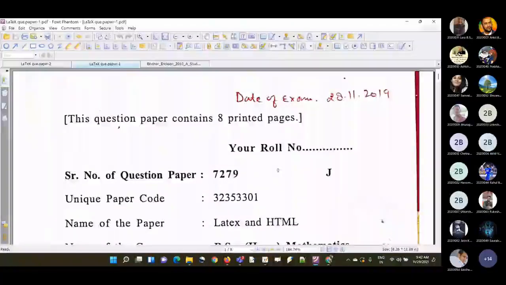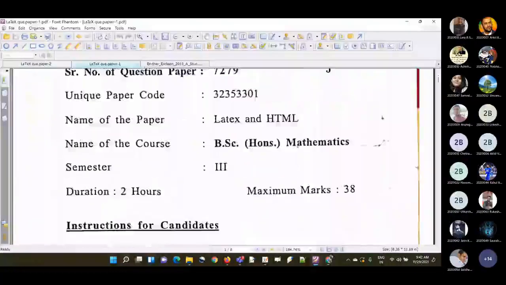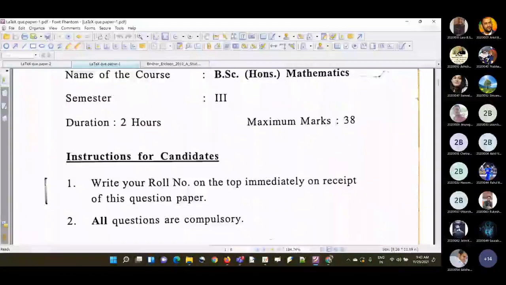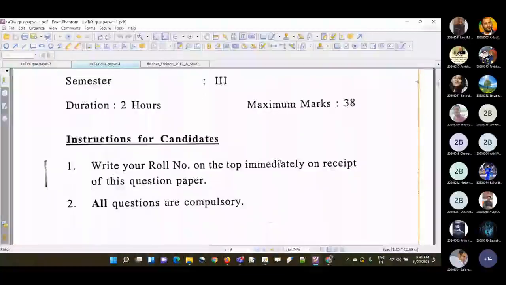This question paper is of maximum marks 38, and you know that 12 marks are reserved for internal assessment in theory. So we have 100 marks for LaTeX and HTML. 50 is reserved for practical examination, in which we have 25 for internal assessment and 25 for practicals. And then we have 50 marks for the theory part, in which 12 marks are reserved for internal assessment and 38 marks for the question paper. The question paper you are going to get is very much similar to this.